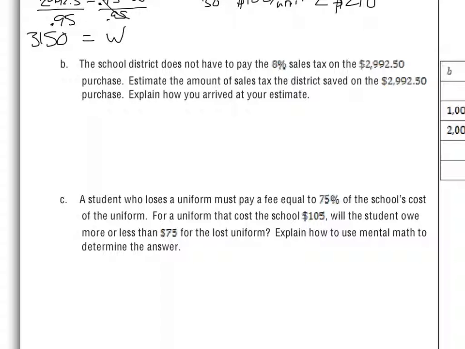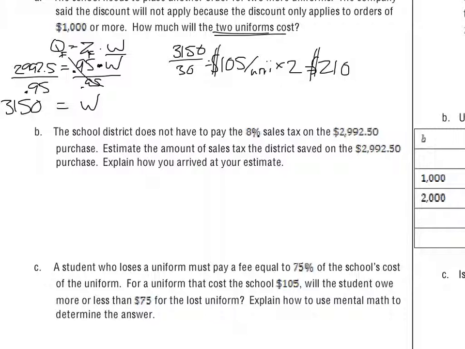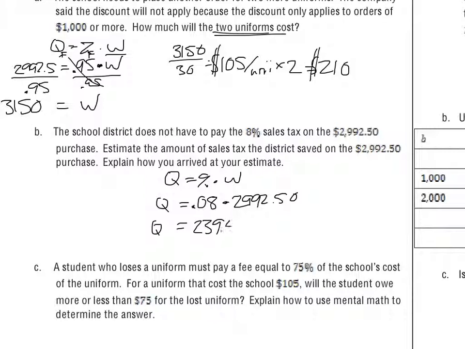If you haven't finished already, go ahead and pause the video and then come back as soon as you're done. So looking at this, Q is equal to percent times whole. Again, I'm not looking for the final amount, so I'm looking for just what the 8% of the sales tax would be, times the whole, which is $2,992.50. And when I throw that in my calculator, I get that Q is equal to $239.40. So they would have had to pay $239.40, but they were able to save that money because they were tax exempt.